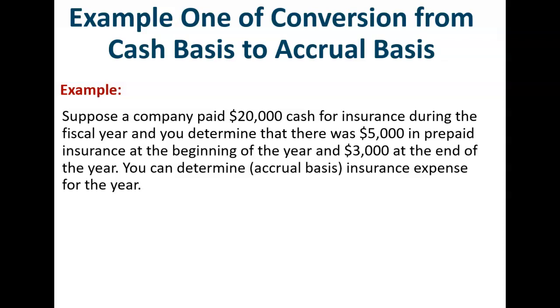Suppose a company paid $20,000 cash for insurance during the fiscal year, and with a little research, you determined that there was $5,000 of insurance prepaid at the beginning of the year, and at the end of the year there was a balance of $3,000 of prepaid insurance. You can determine the accrual basis insurance expense for the year with a little bit of a calculation.